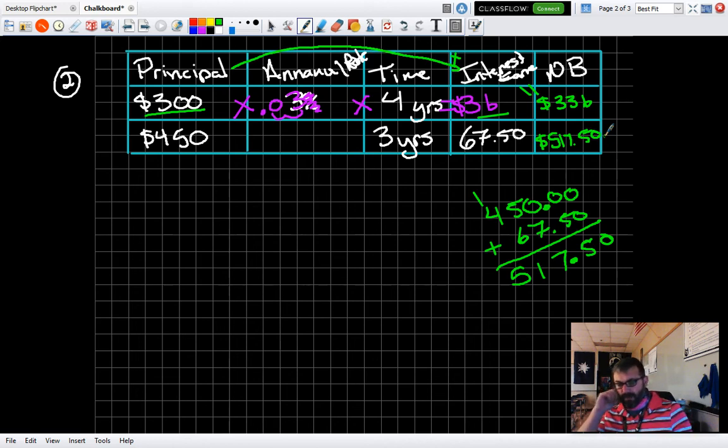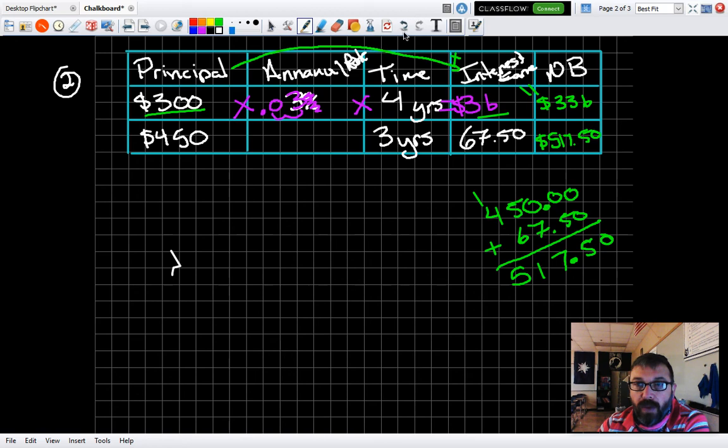Okay, so now let's look back. We still have one more hole, and that's the annual rate. This we have to think about. To get the interest earned, I had to multiply. So to undo it, I would need to do the opposite. And the undo of multiplication, that's division.